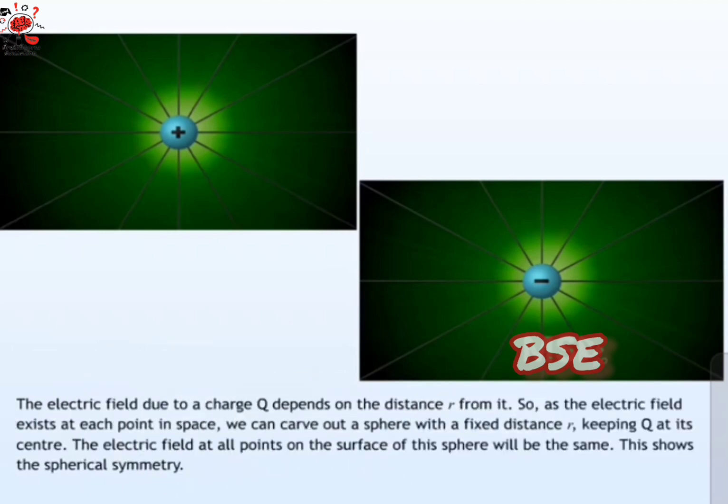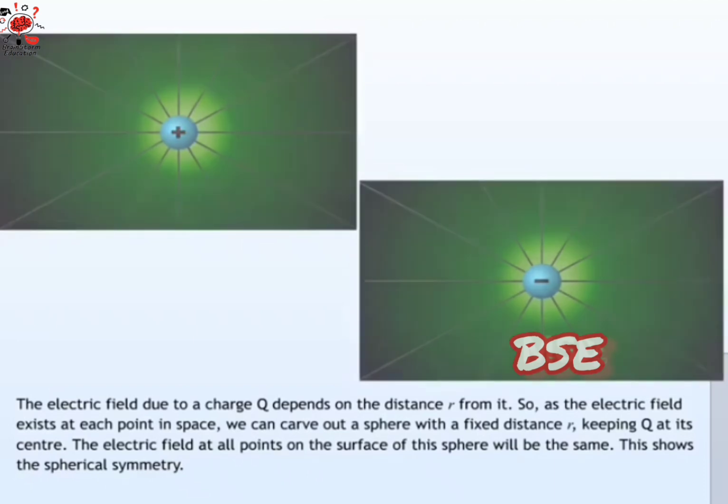The electric field due to a charge Q depends on the distance r from it. So as the electric field exists at each point in space, we can carve out a sphere with a fixed distance r, keeping Q at its center. The electric field at all points on the surface of this sphere will be the same. This shows the spherical symmetry.